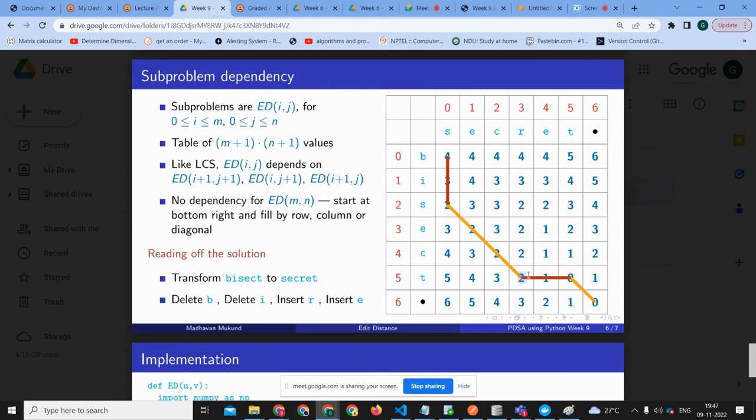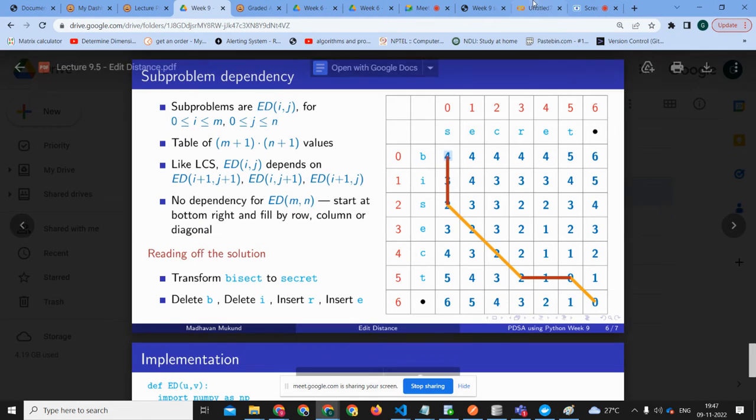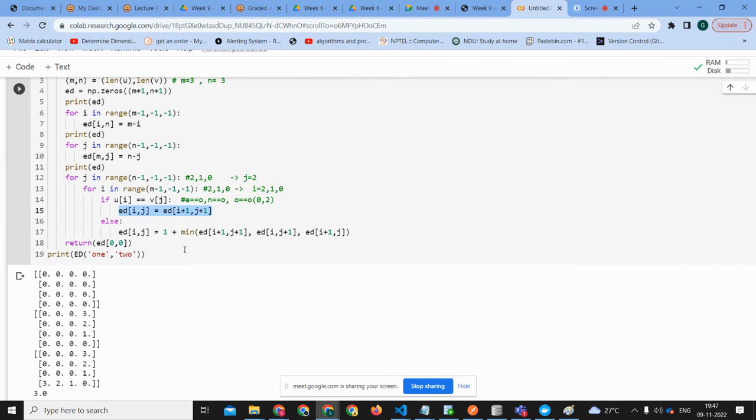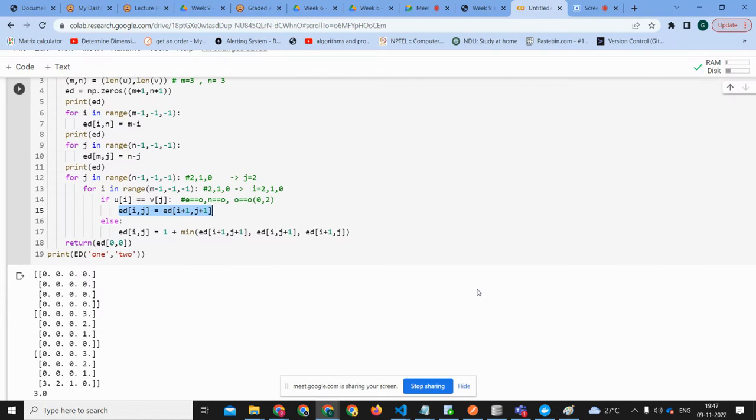But we need the final answer, no? 4 operations. I thought we are reaching that. And we got it here, right? Whatever value you're getting at the top, if you look at the code, whatever it is returning, we'll be able to understand that. Is it vertical line is delete, horizontal line is insert? You're right. What is a diagonal line? No changes.